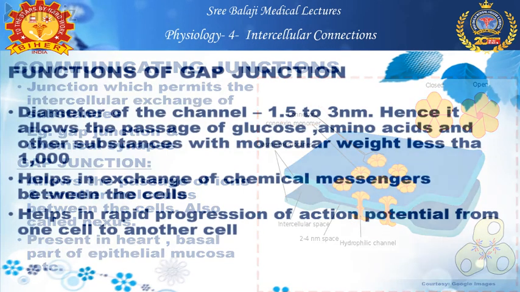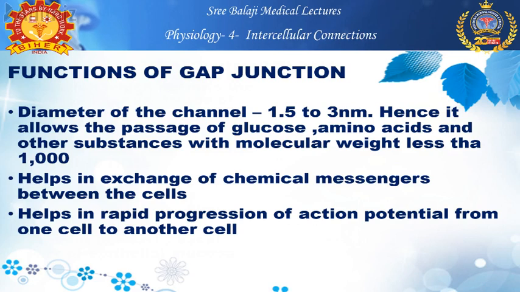Functions of gap junction. Now we are going to see about the functions of gap junction. The first function: the diameter of the channel in the gap junction is about 1.5 to 3 nanometers. So the channel permits the passage of glucose, amino acids, ions and other substances with a molecular weight less than 1000. Second, it helps in exchange of chemical messengers between the cells, and helps in rapid propagation of action potential from one cell to another, especially in the heart.